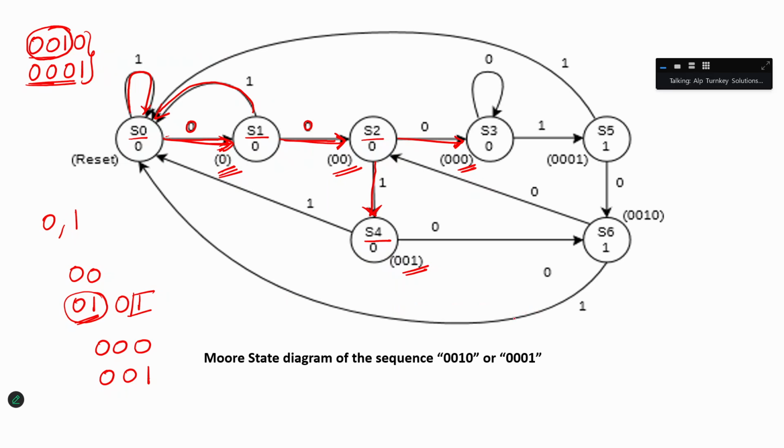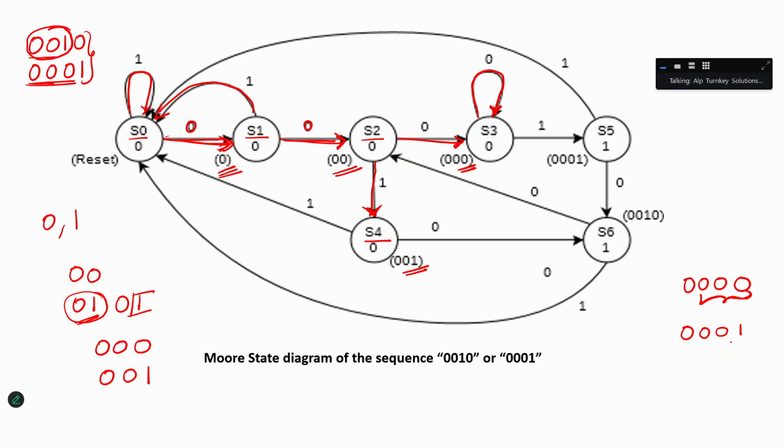Okay, next you see, I came up to S2. Now at S3, I got 0 0 0, and next I'm expecting 0. That means I need to check for 3 cases, 3 bits. If the last 3 bits are matching, where will it go? It will be in the same state. If it is 0, it will be in the same state.